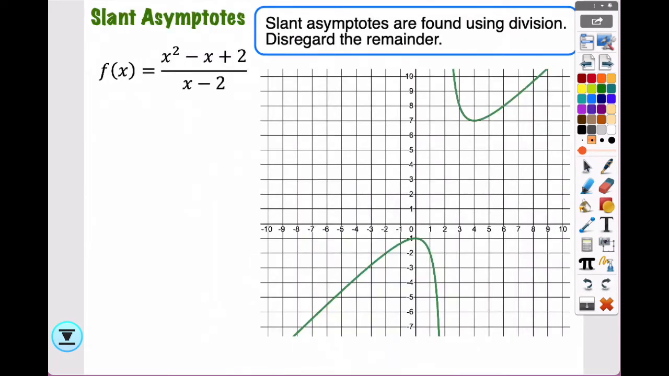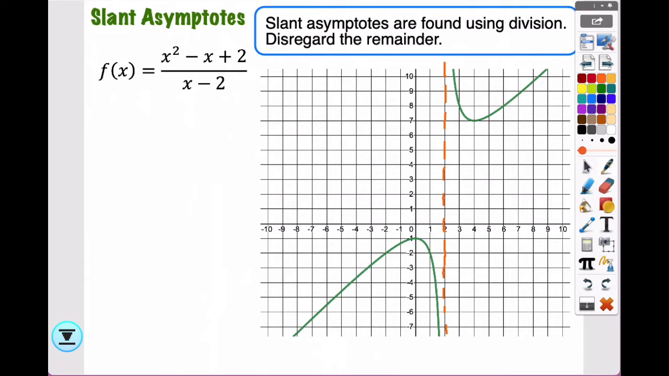Slant asymptotes, they're so cool. Look at this graph. It's got a vertical asymptote at x equals 2, and you can see that from the graph, right? But doesn't it look like there's also sort of an imaginary slanted line that this is following? That's called the slant asymptote. I know what you're thinking: how can I find the equation of that slanted line?